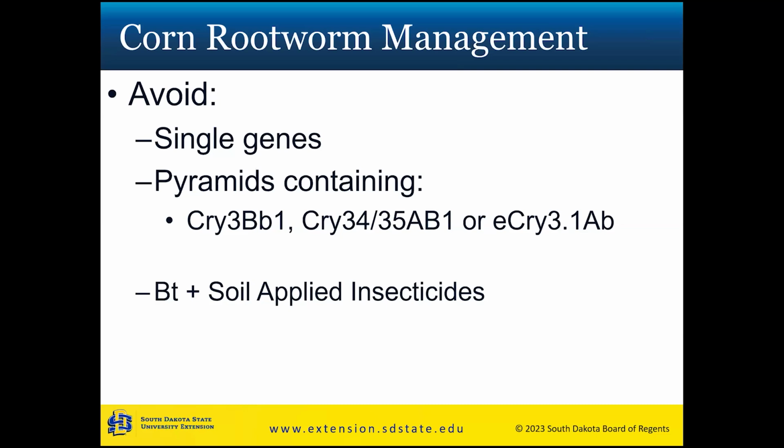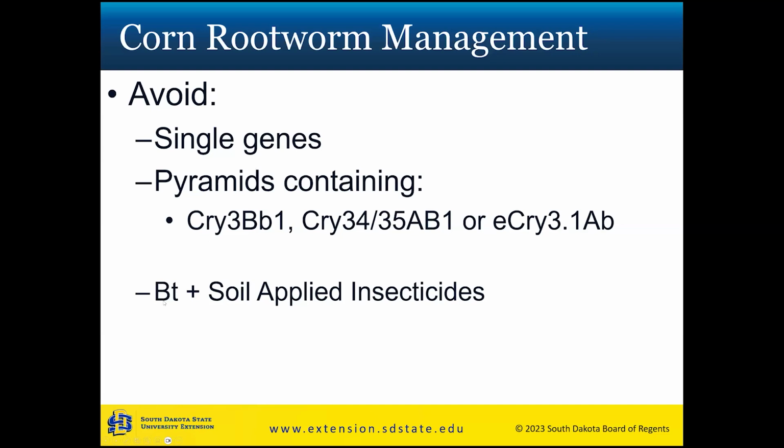We want to avoid single gene traits. We want to try to avoid pyramids containing the Cry3Bb1, Cry34/35Ab1, or eCry3.1Ab. There have been documented cases of resistance towards these in our neighboring states. And although not detected necessarily in South Dakota, part of that's because there haven't been widespread studies to really evaluate that in South Dakota. We've done a few here and there, but we haven't had as many research efforts on this as other states have.